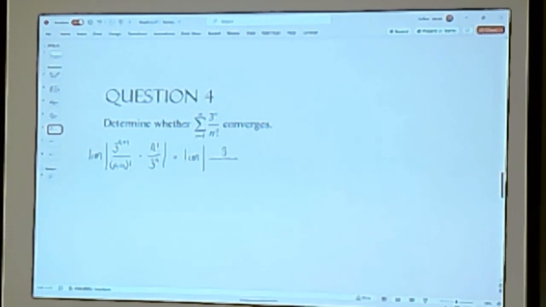Well, 3 is positive. N plus 1 is positive. What's that limit? We like 0. That is obviously less than 1. We have absolute convergence.